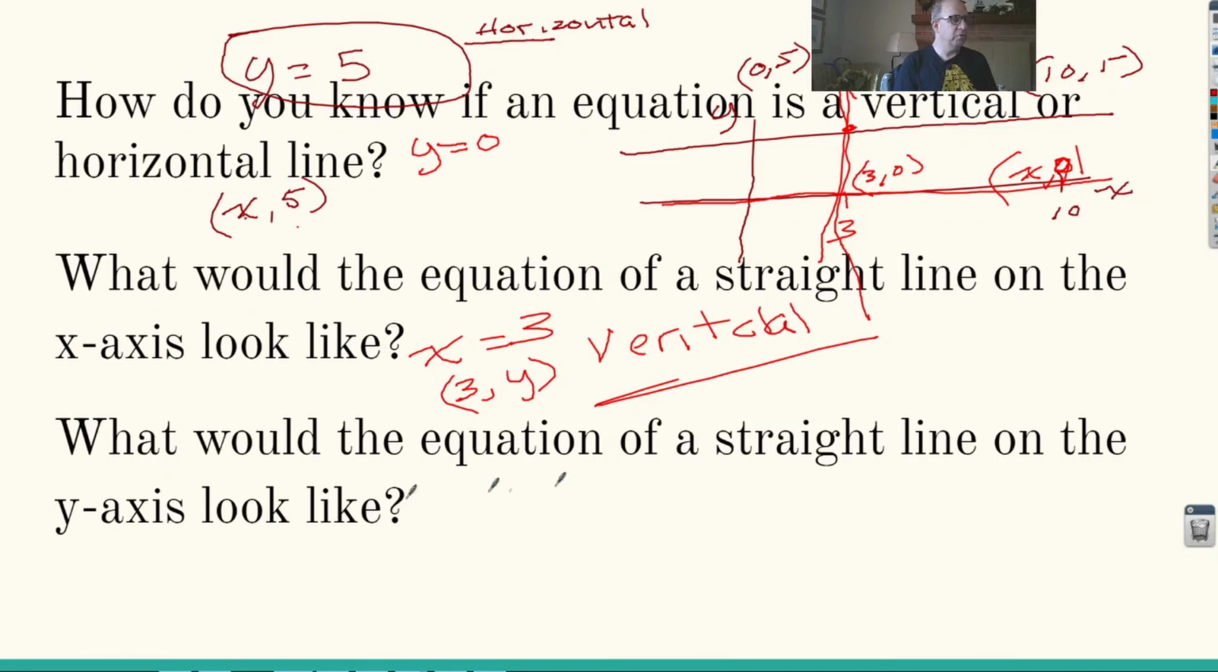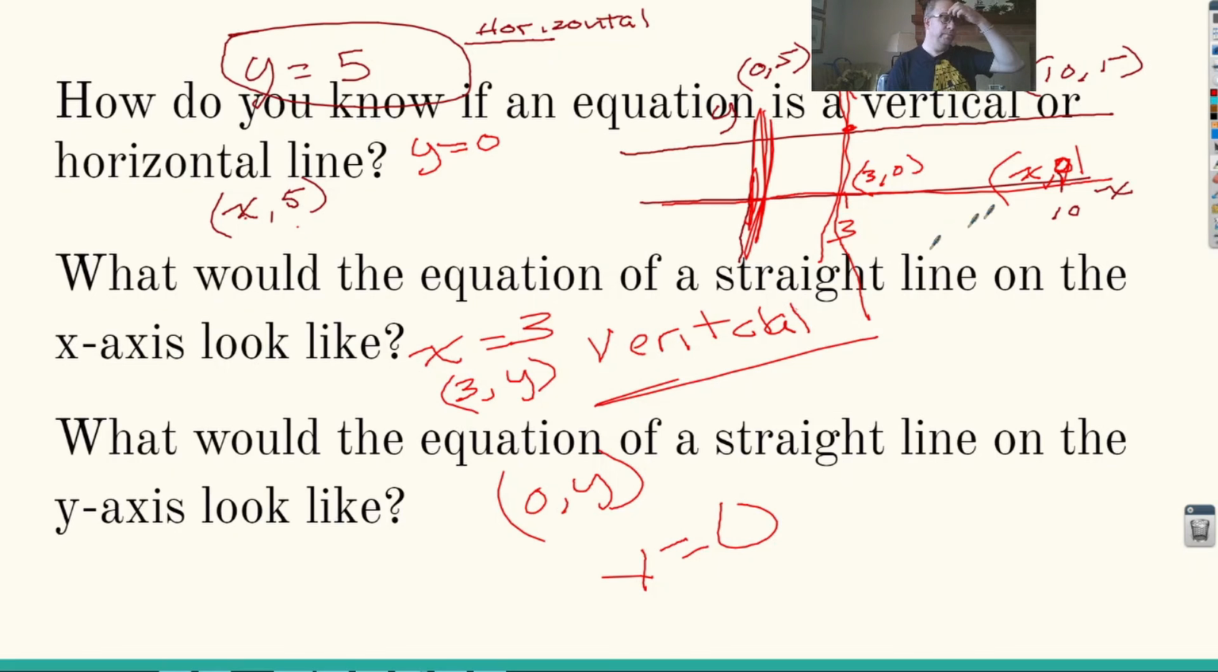What would an equation of a straight line on the y-axis look like? That's this one up here. That means the x is always 0, and the y could be any number. So we have x is always equal to 0. So those are vertical and horizontal lines. Vertical lines are when the x is a number, and that would be the y-axis. And the horizontal lines is when the y is equal to a number, and that would be the x-axis.